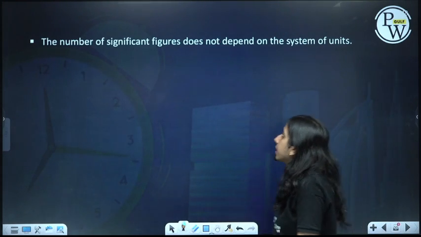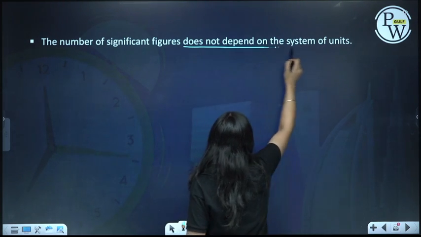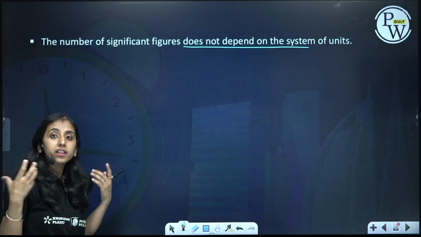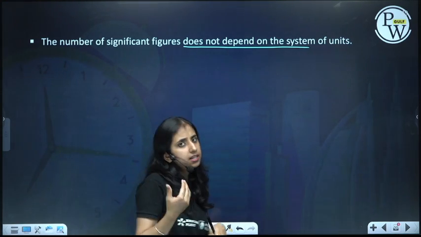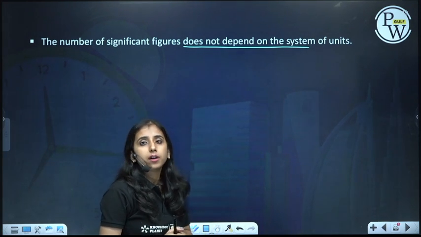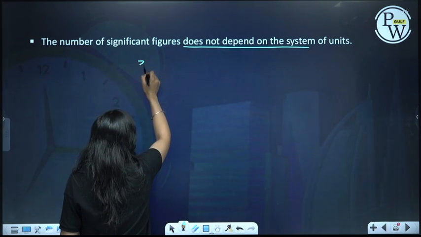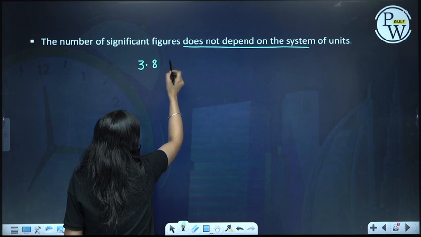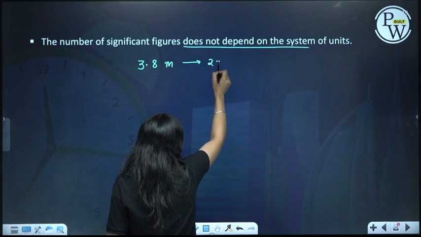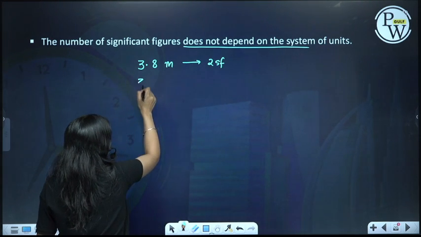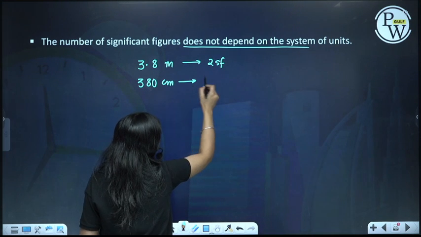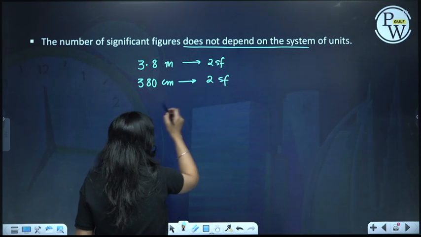Next rule: the number of significant figures doesn't depend upon the system of units we choose. Whether we measure in meters, centimeters, kilometers, or millimeters, the number of significant figures won't change. Suppose we have 3.8 meters. How many significant figures? Two significant figures. Convert it into centimeters, 380 centimeters. Again, two significant figures.